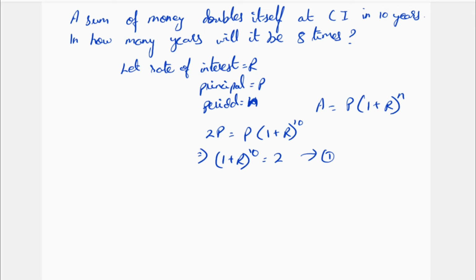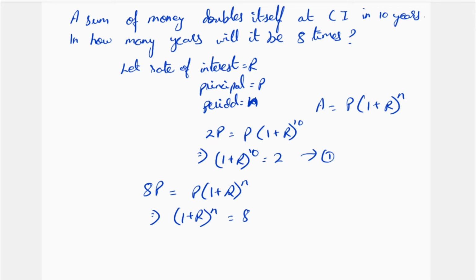Now, with this, I have to find the answer to what they are asking me. They are saying that in how many years will it be 8 times? So, amount has to be 8 times the principal, which is equal to principal multiplied by 1 plus the same rate. They have not said the rate is changing. Same rate, they are asking how many years it's going to take. So, (1 plus r) whole power n is equal to 8P by P, which is 8. This is what we have derived.